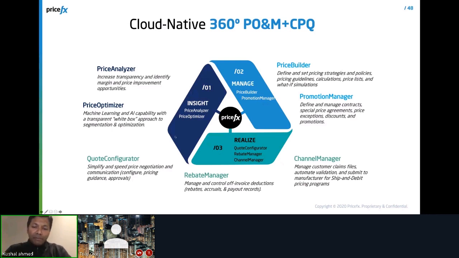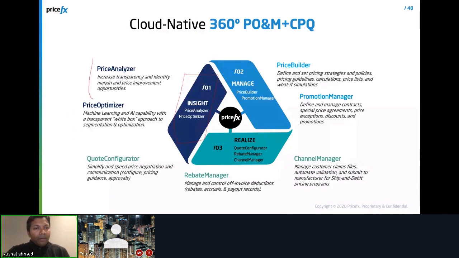From the insight perspective, we have a few modules. One of the modules is Price Analyzer. Basically, this is an analytical tool, and it's going to help you increase the transparency for your organization. It's going to give you the idea which product is working well, which customer is working well, which is not working well, and what are the actions you might need to take. You are going to have comparative analysis there. There will be a price waterfall, and many different types of reports will be available for you to judge and then make decisions for your future pricing strategy.